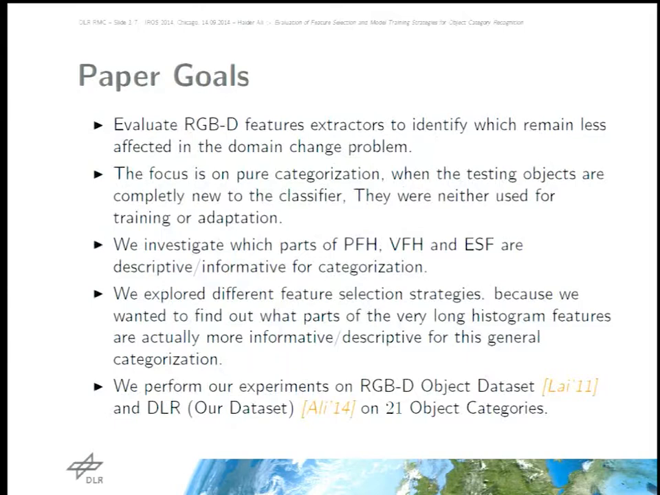The focus is purely on categorization when the testing objects are completely new to the classifier. As part of this work, we investigate the PFH, VFH, and ESF Point Cloud Library-based features, and we wanted to discover which parts of long histograms are more descriptive and informative for category recognition in the case of domain adaptation. We performed these experiments on the RGBD and DLR datasets.